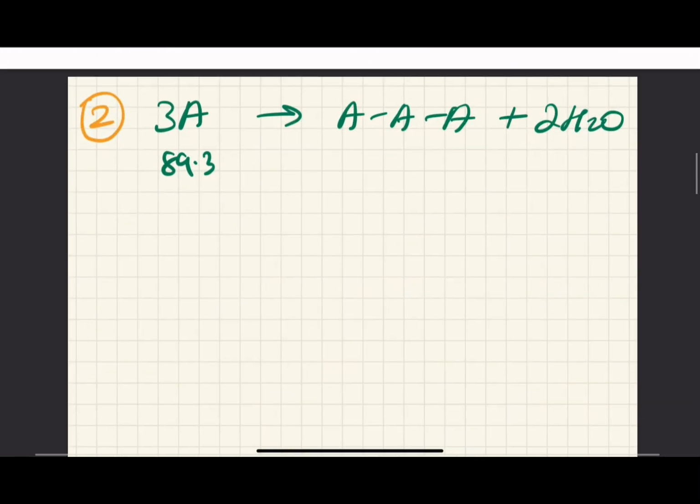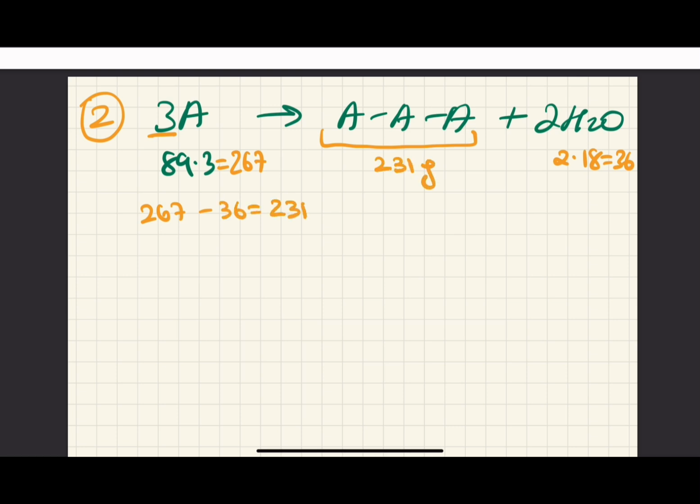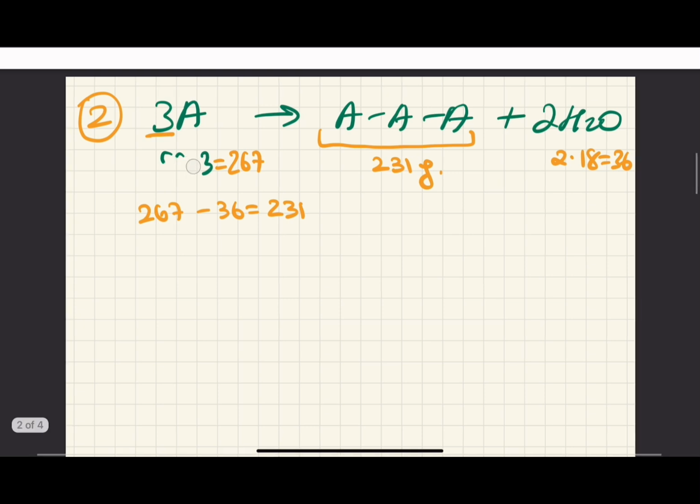So now, according to our balanced equation, we have 89 times 3, and we have 2 waters, which is 2 times 18, which is 36. 89 times 3 is 267. So if we want to find the molar mass of the tripeptide, it would be 267 minus 36, which is 231 grams. Now these are the values we have. Okay, so we're going to delete everything else. So this is the one we have, so 36 grams for that.